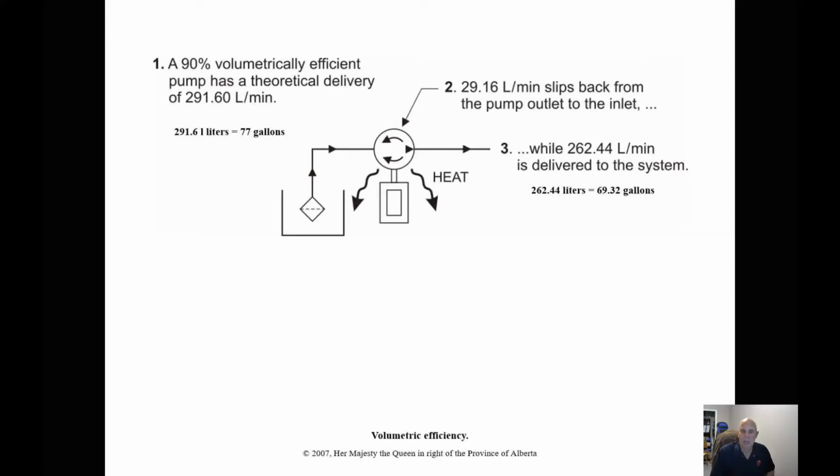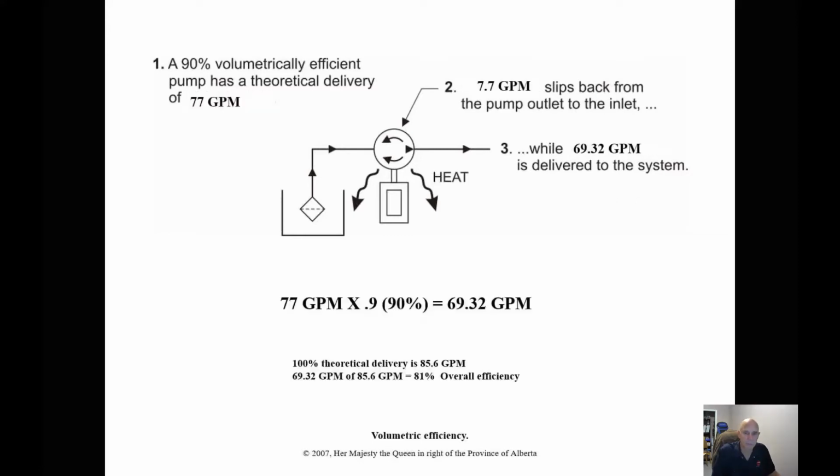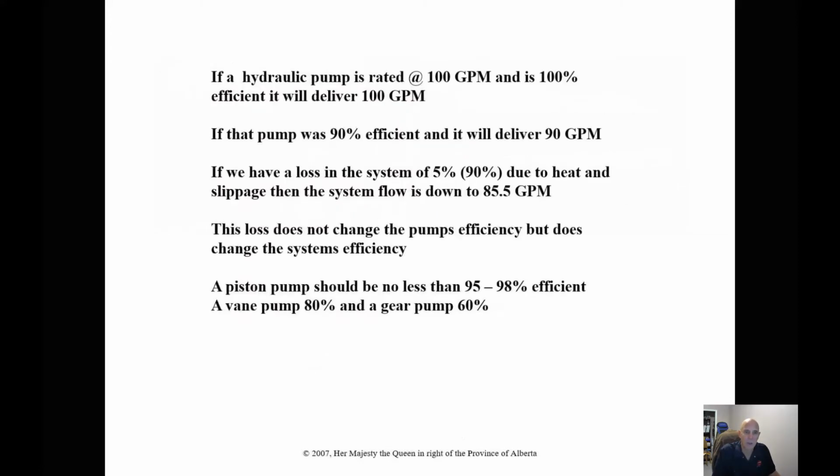So again, when we're taking a look at efficiency, if it was 100% efficient, and again, that never happens because as a pump runs, it starts to wear and our efficiency starts to go down. We can go in and test what the volumetric efficiency of a pump is with a flow meter. So if a hydraulic pump is rated at 100 gallons per minute and is 100% efficient, it will deliver 100 gallons per minute. If that pump was 90% efficient, it would deliver 90 gallons per minute.